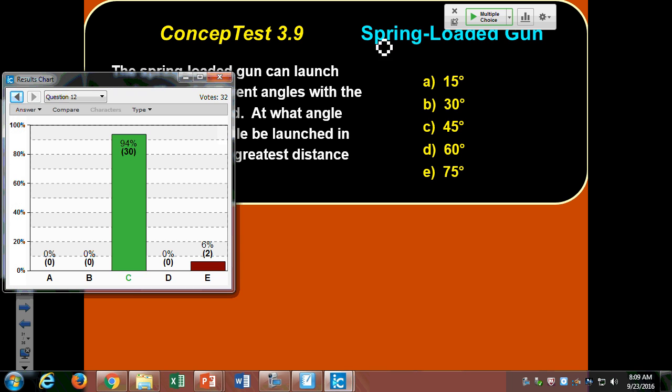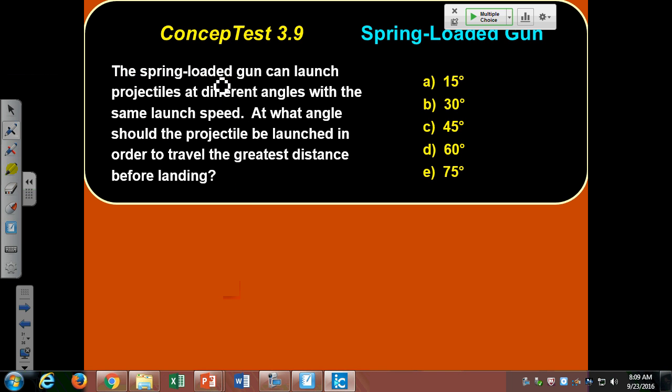Okay, awesome. C is the right answer. 45 degrees gives us that maximum range. And listen, it gives us maximum range. We said before that it maximizes your time in the air and it maximizes your velocity in the x direction.